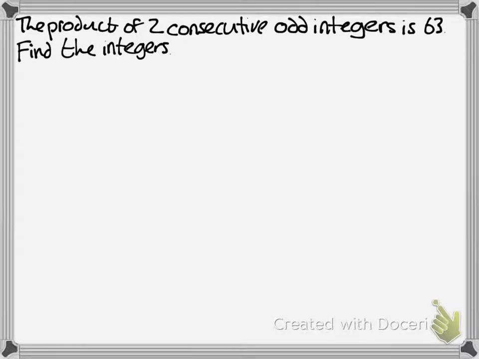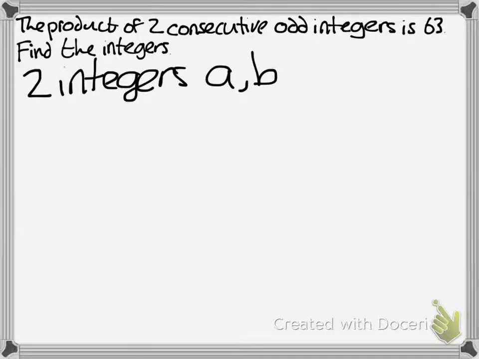Let's try another one. The product of 2 consecutive odd integers is 63. I now know I have 2 integers. So let's name them. I'm going to name them A and B, just for fun. I know that their product is 63. A times B equals 63. I don't know how to solve that equation. But I also know that these are consecutive odd integers.